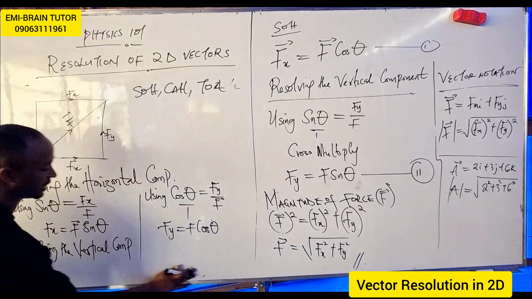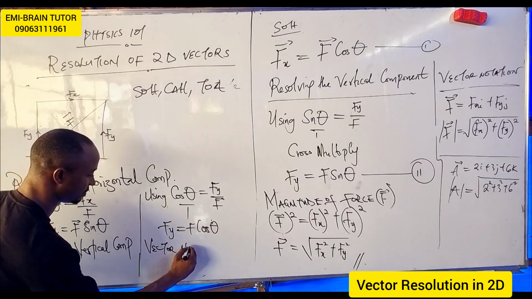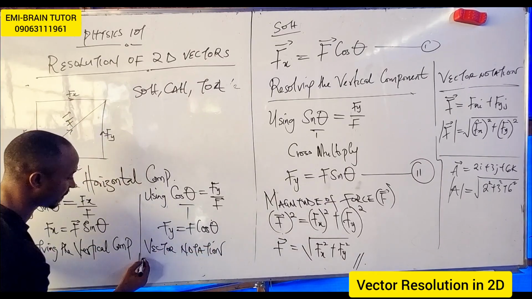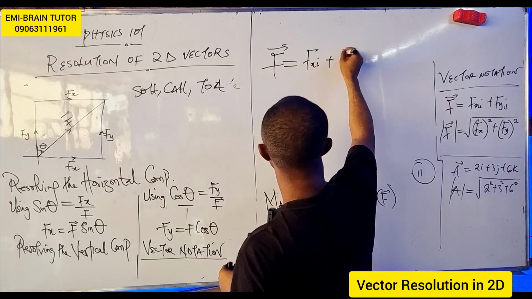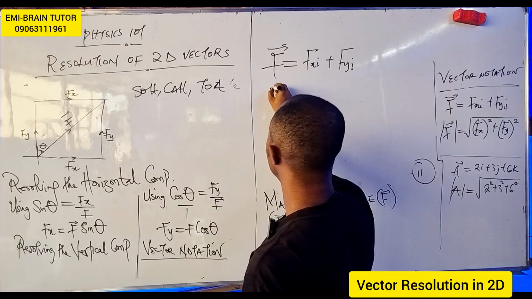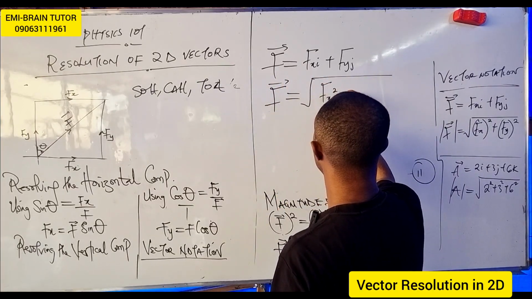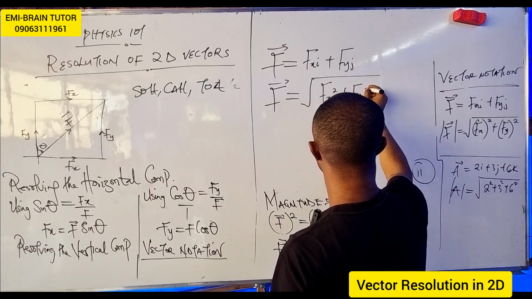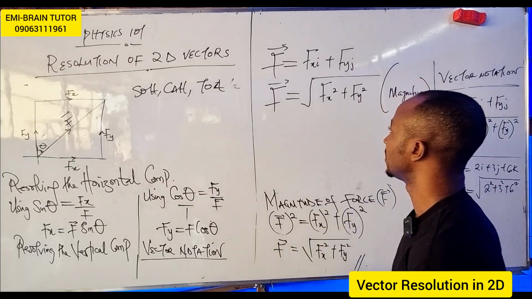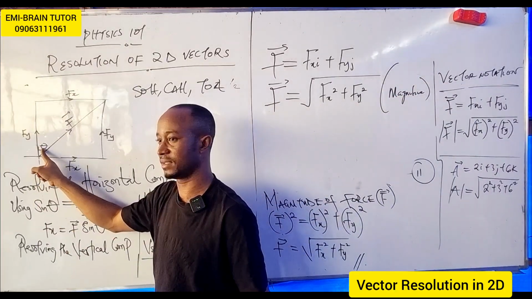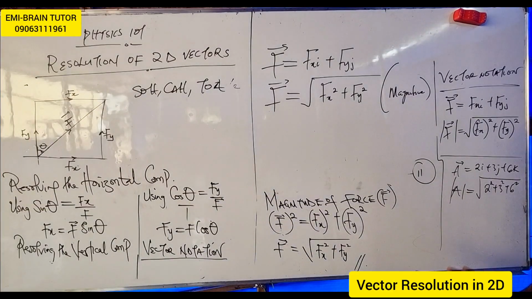Then what do we do again? Vector notation. This is how it should come. The vector notation of my force is F equals Fx i plus Fy j. So the resultant force magnitude is the square root of Fx squared plus Fy squared. This is the magnitude of the force. The direction is still the angle theta. Exactly. Okay, let's solve a problem under this first.